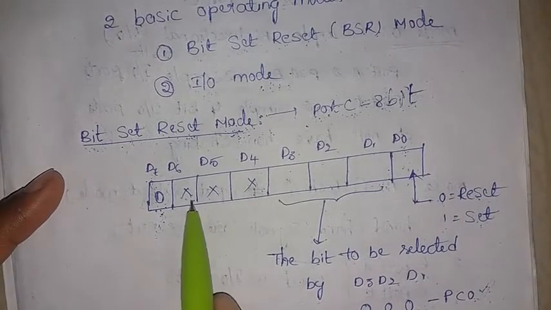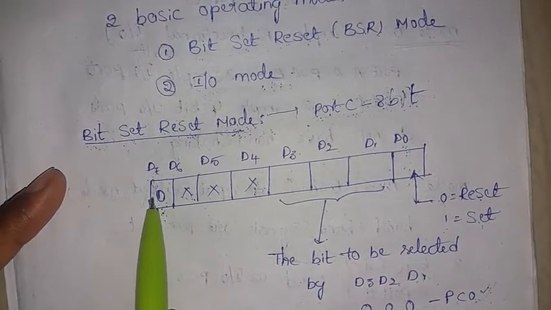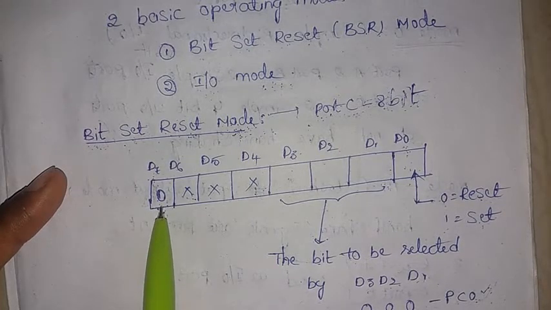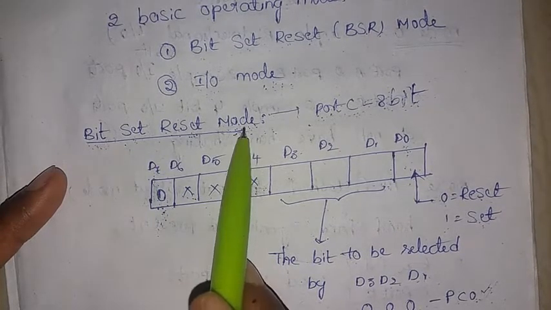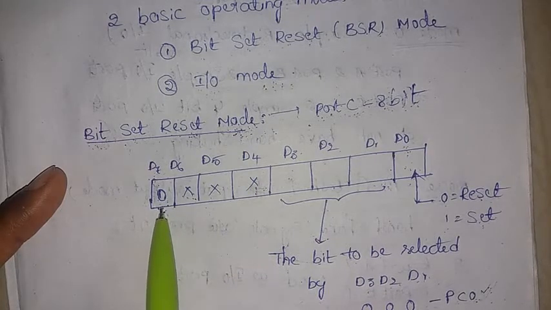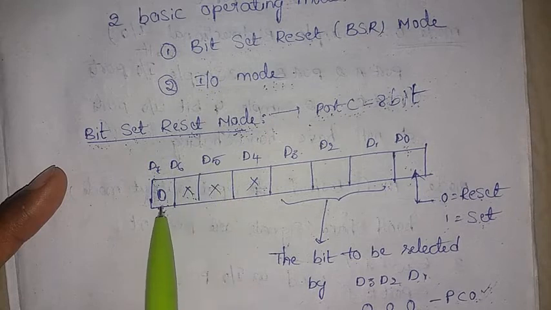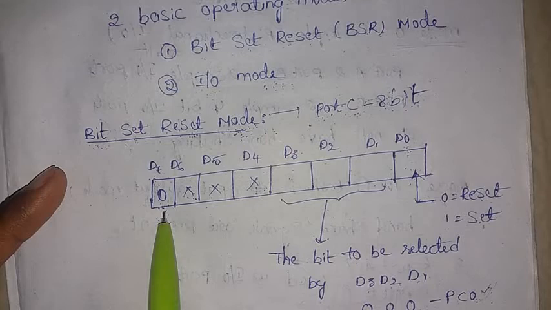And next three bits are don't care. And the last one is the MSB bit position for control word register. And this bit must be 0 for BSR mode. It indicates that if its value is 0, it is the BSR mode. If it is 1, this mode is I/O mode.